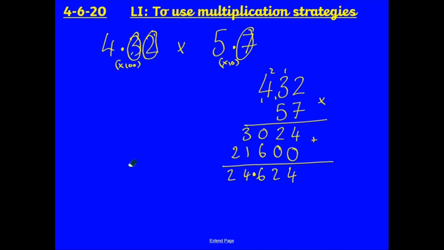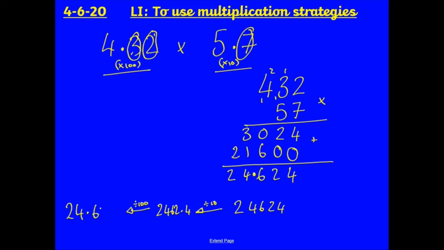Therefore, my answer at the bottom will have 3 decimal places. 1, 2, 3, and it will go there. Another way to imagine this one, if you had the answer of 24,624, you've multiplied your original one by 100 and by 10. So you would have to divide 24,624 by 10, which would give you 2,462.4, and then divide that one by 100, which again, the decimal place moves 2 places across. So 24.624. And notice it gets me the same answer.